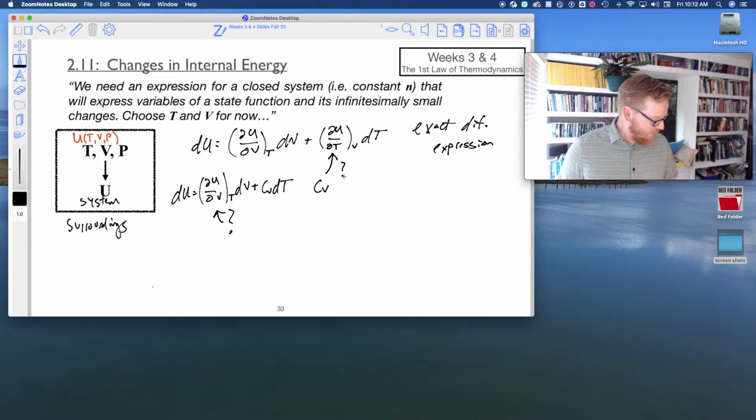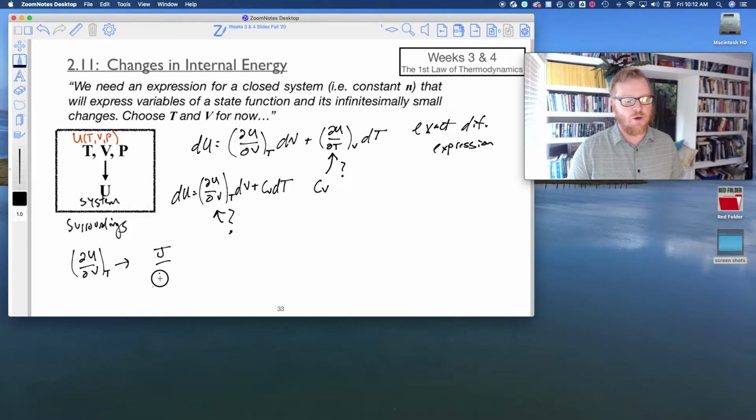So let's do a unit analysis and find out. The partial of U with respect to V, all at constant T. We know that U has units of joules, and I'm going to use the SI unit of volume, cubic meters. So a joule is a kilogram meter squared per second squared, and then there's still that meter cubed from the volume. The meter units cancel, and we're left with a kilogram per meter per second squared.